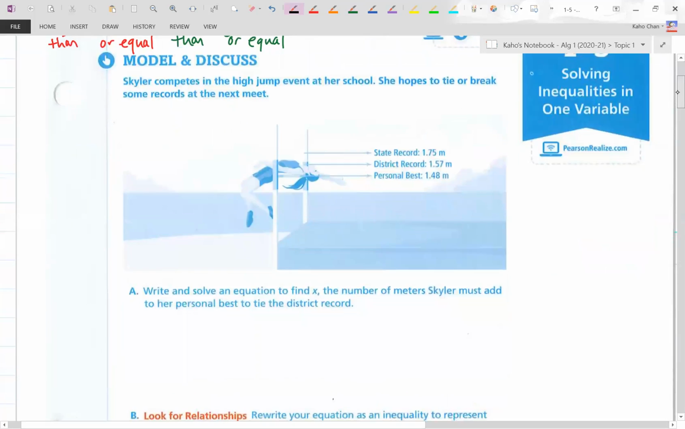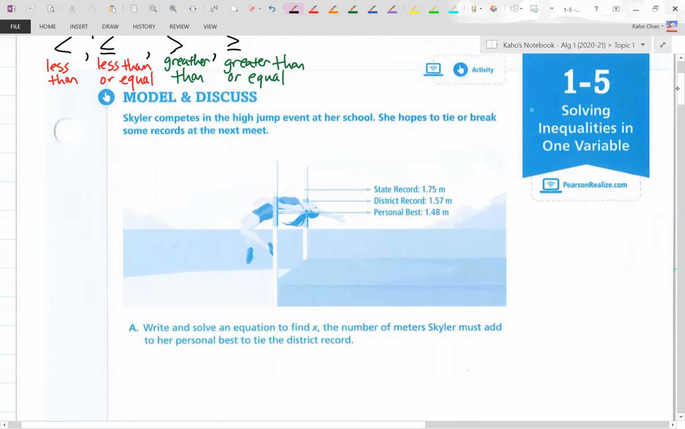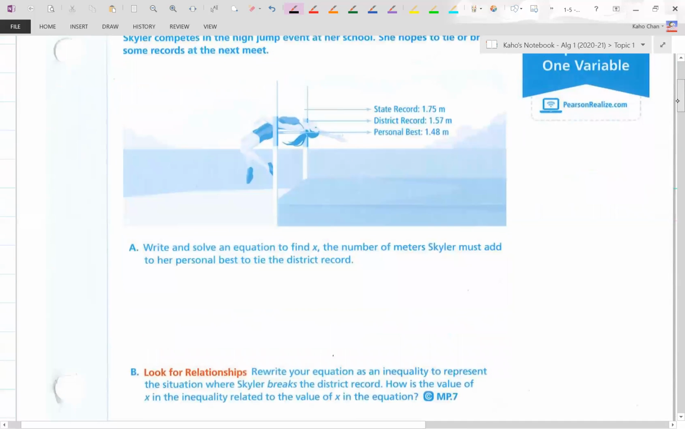Here we go. Skylar competes in the high jump event at her school. She hopes to tie or break some records at the next meet. In the diagram, the state record is listed as 1.75 meters, district record is 1.57 meters, and her personal best is 1.48 meters. A meter is a little more than 3 feet, if you're kind of wondering that. Question. Write and solve an equation to find x, the number of meters Skylar must add to her personal best to tie the district record.